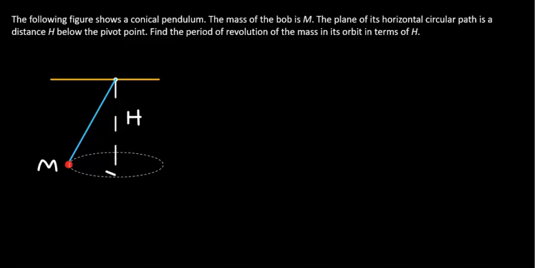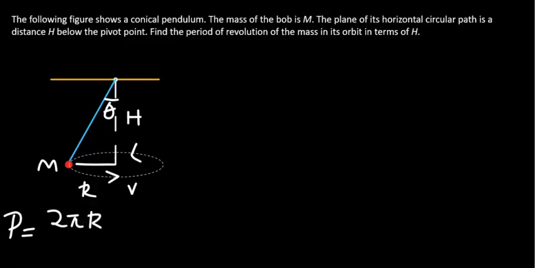Let's assume the bob moves in a circle like that, and the radius of that circle is r. Let's assume the string makes an angle theta with respect to the vertical at all times. The constant speed with which the bob moves is v. So we can define period p as the circumference of that circle, 2 pi r, over that constant speed v.